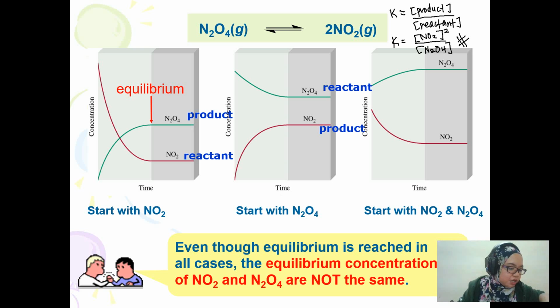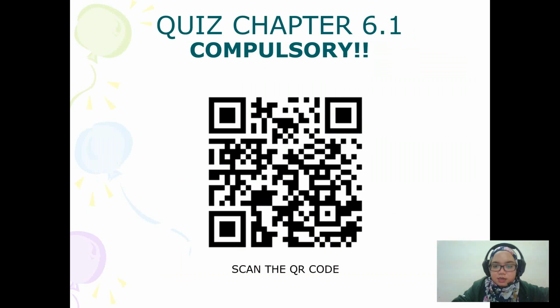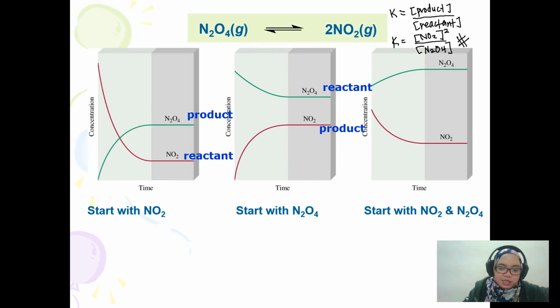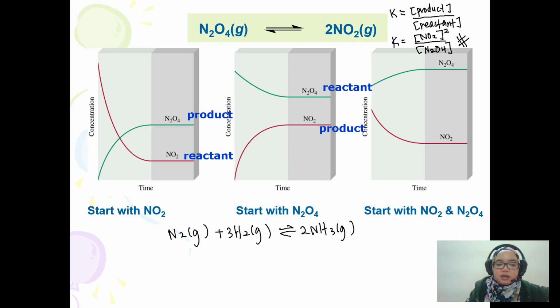Okay, kita tengok lagi contoh kalau kita ada. Apa lagi contoh yang ada? Okay, kita tengok satu contoh yang ni. Kita buat kat sebelah, okay? Okay, contoh-contoh lagi. Kita ada satu equation. N2 gas plus 3H2 gas reversible reaction to form 2NH3 gas. So, to do the equilibrium constant expression, so K is equal to concentration of product over concentration of reactant.